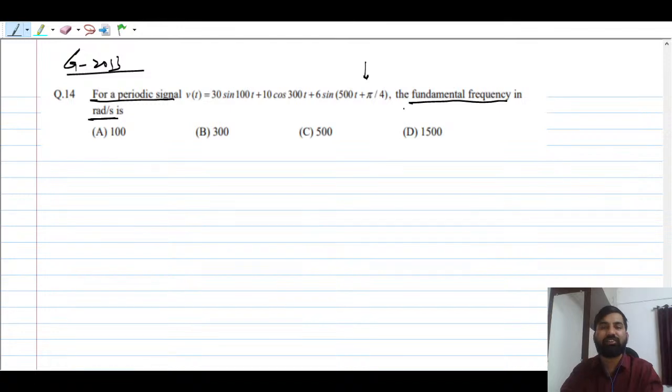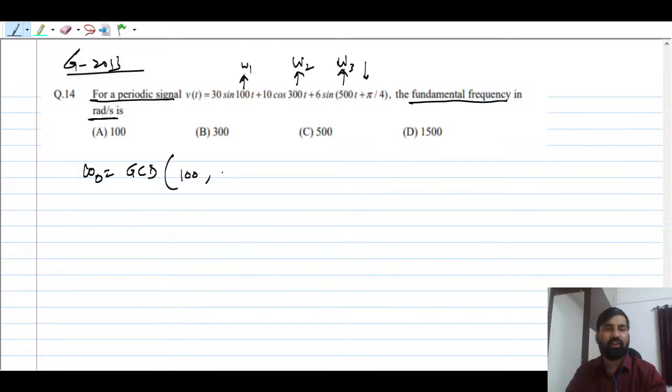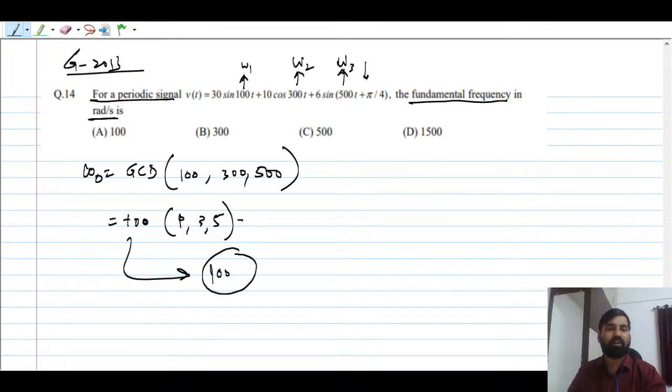Here the phase shift does not affect periodicity. So you can find out omega naught. Omega naught is nothing but the GCD of omega 1, omega 2, and omega 3, right? So it is nothing but 100, 300 and 500. The common factor is 100 only, right? So the answer for this is 100 radian per second. So how fast you can answer this question? 1 mark you got, right?